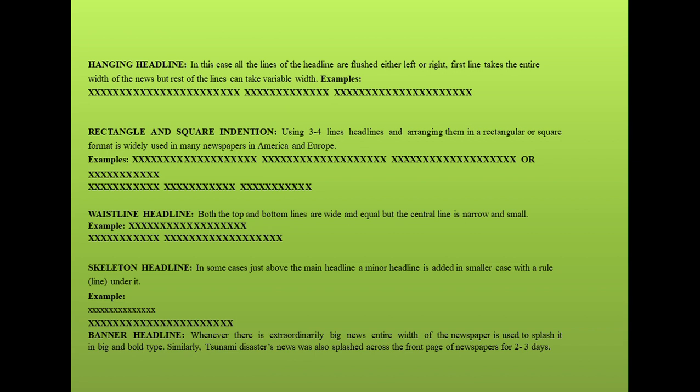Using 3 to 4 lines, headlines, and arranging them in a rectangular or square format is widely used in many newspapers in America and Europe. Next, waistline headline. Both the top and bottom lines are wide and equal, but the central line is narrow and small. Next, skeleton headline. In some cases, just above the main headline, a minor headline is added in smaller case with a rule line under it.